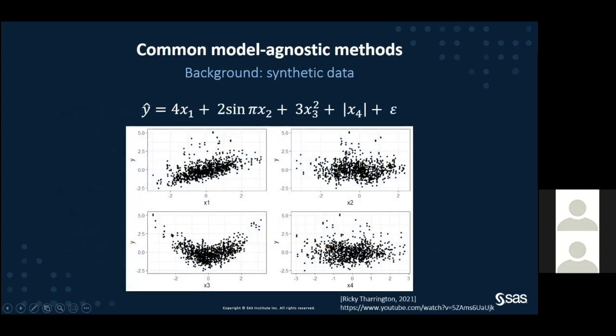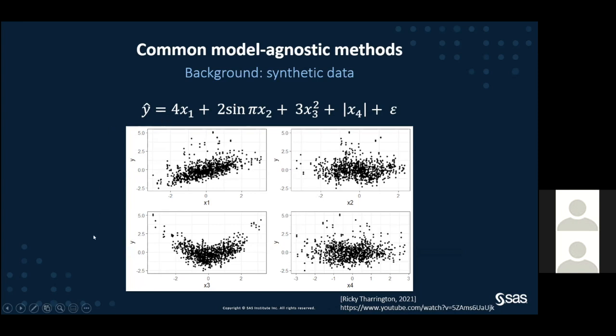These slides about the specific methods I borrowed from one of my colleagues, Ricky Tharrington, who also gave some talks about interpretability in previous workshops at NC State. I posted a link here, and if you want to look at some of the more detailed descriptions or explanations of these specific methods, feel free to go take a look at his presentation.